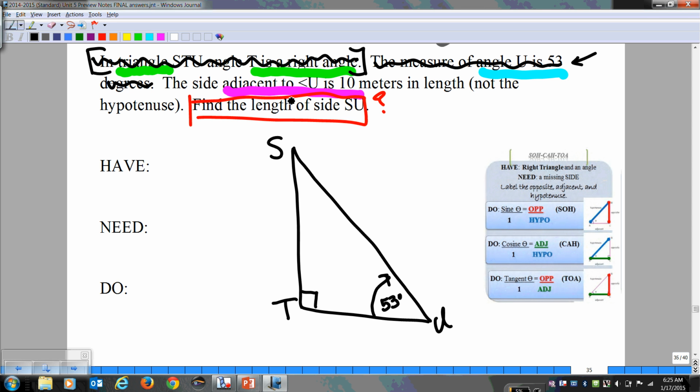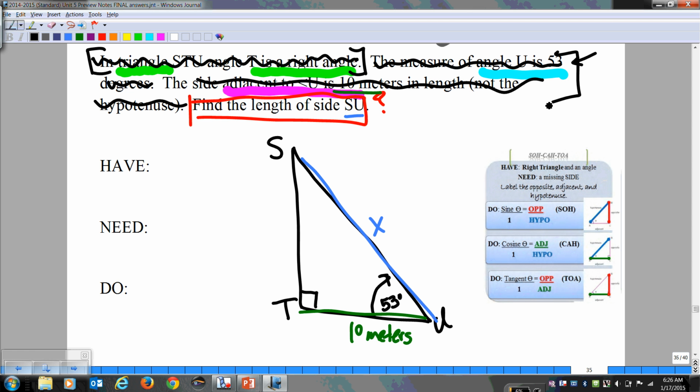This side adjacent to U is 10 meters in length, but not the hypotenuse. The side adjacent, that means next to U, is 10 meters in length. But it's not the hypotenuse. And our goal is, what is the length of SU? When you are done with the word problems I assign, honestly, the word problem itself should be completely mutilated.